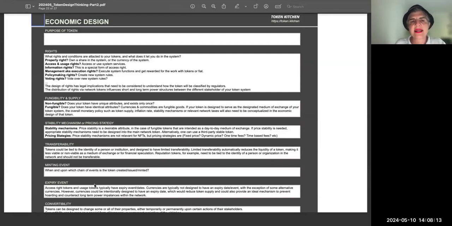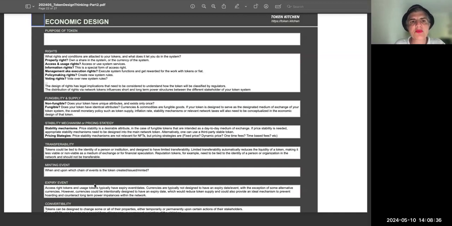Which rights, the next question, which is probably one of the most important questions: what rights and obligations? I think I wanted to write obligation, not conditions. Yes, you could say conditions. Which rights and obligations are attached to your tokens? And what does it let you do in the system?